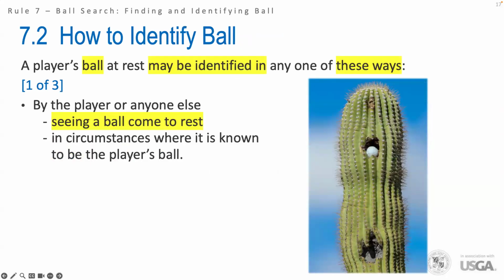So a player's ball at rest may be identified in a couple of different ways. We're going to see the 3 ways the rules allow us to identify your golf ball. First, by the player or anyone else seeing a ball come to rest in circumstances where it is known to be the player's ball. So somebody tees off, maybe they're playing in Arizona here. The ball was driven into the cactus and the player never lost sight of it. Then this condition is going to be met, even if we're not able to see the identifying marks on the ball. So we know it went in there, we saw it the whole way, then that's okay. Our ball has then been identified.